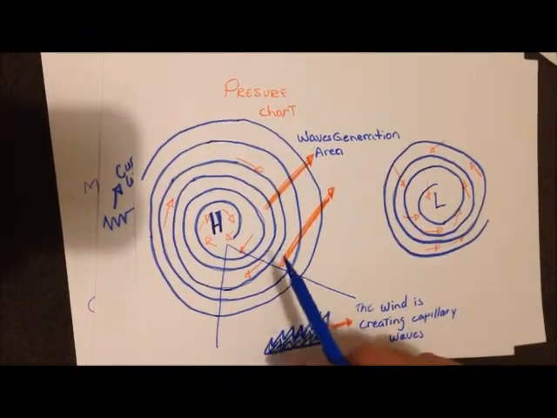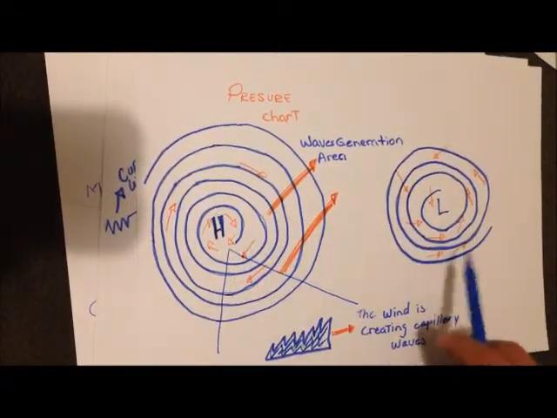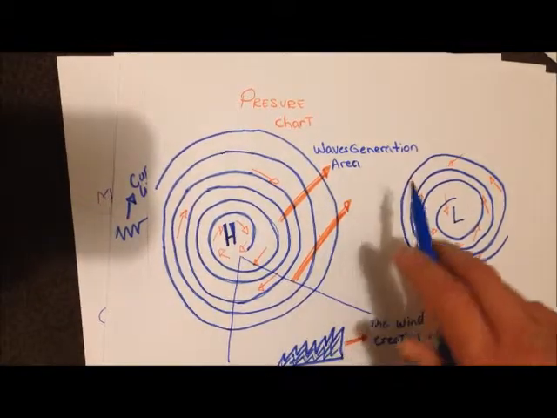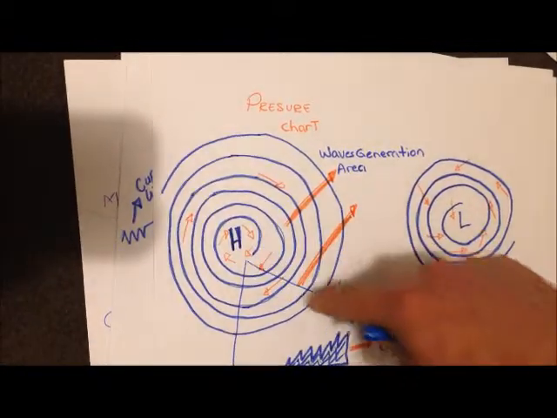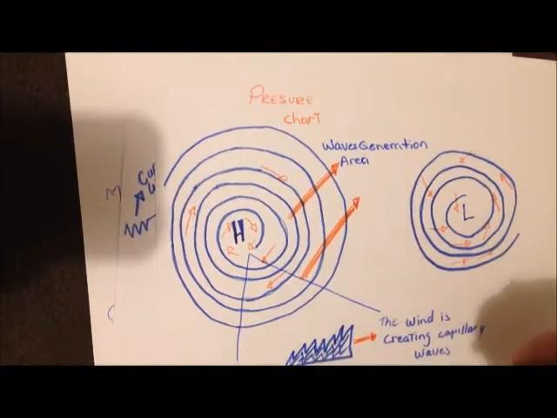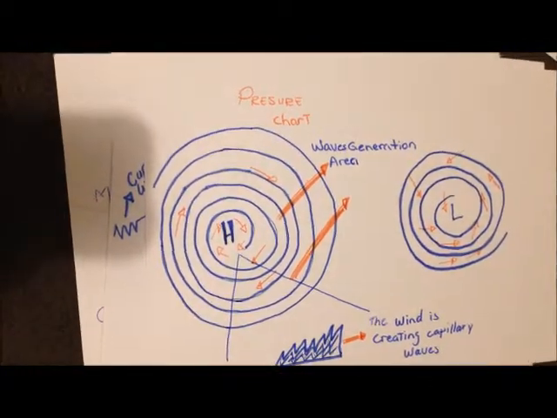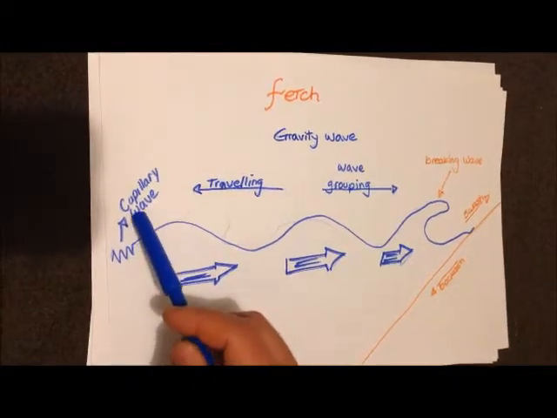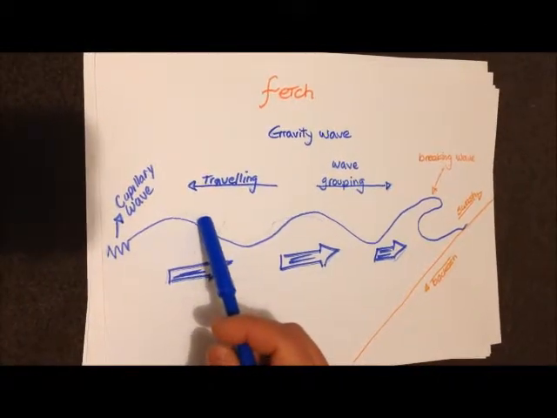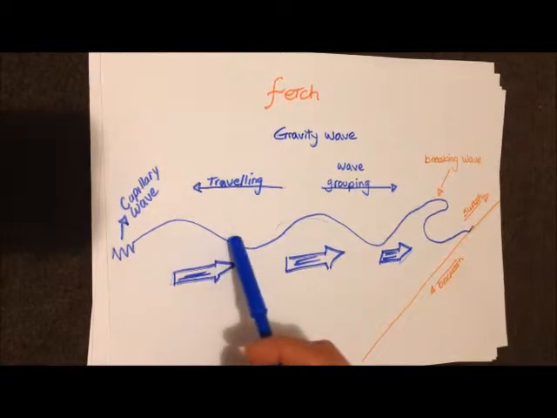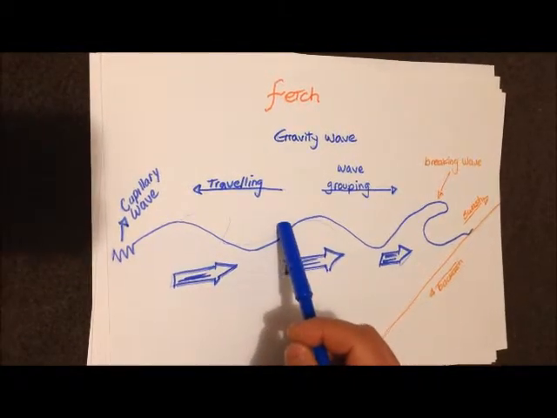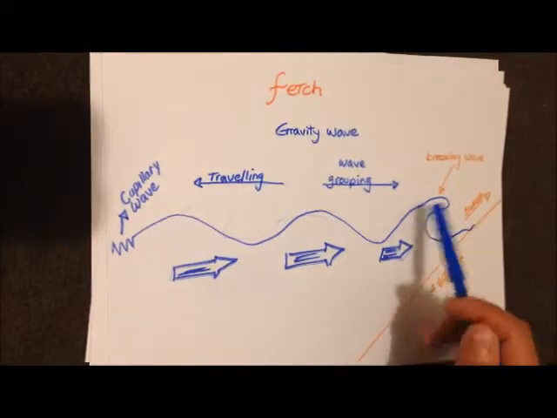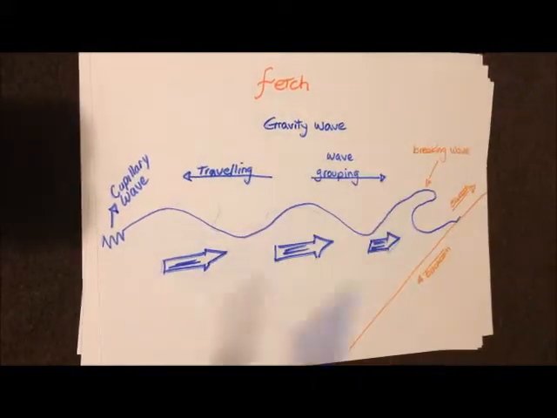You see here high pressure and low pressure, and you have the pressure change, the wave generation area, and the high pressure, where the wind is creating capillary waves. The wind creates a capillary wave. The capillary wave is traveling, and this traveling is a gravity wave. This gravity wave changes to wave grouping, and it goes short and breaks, and that process is called fetch.